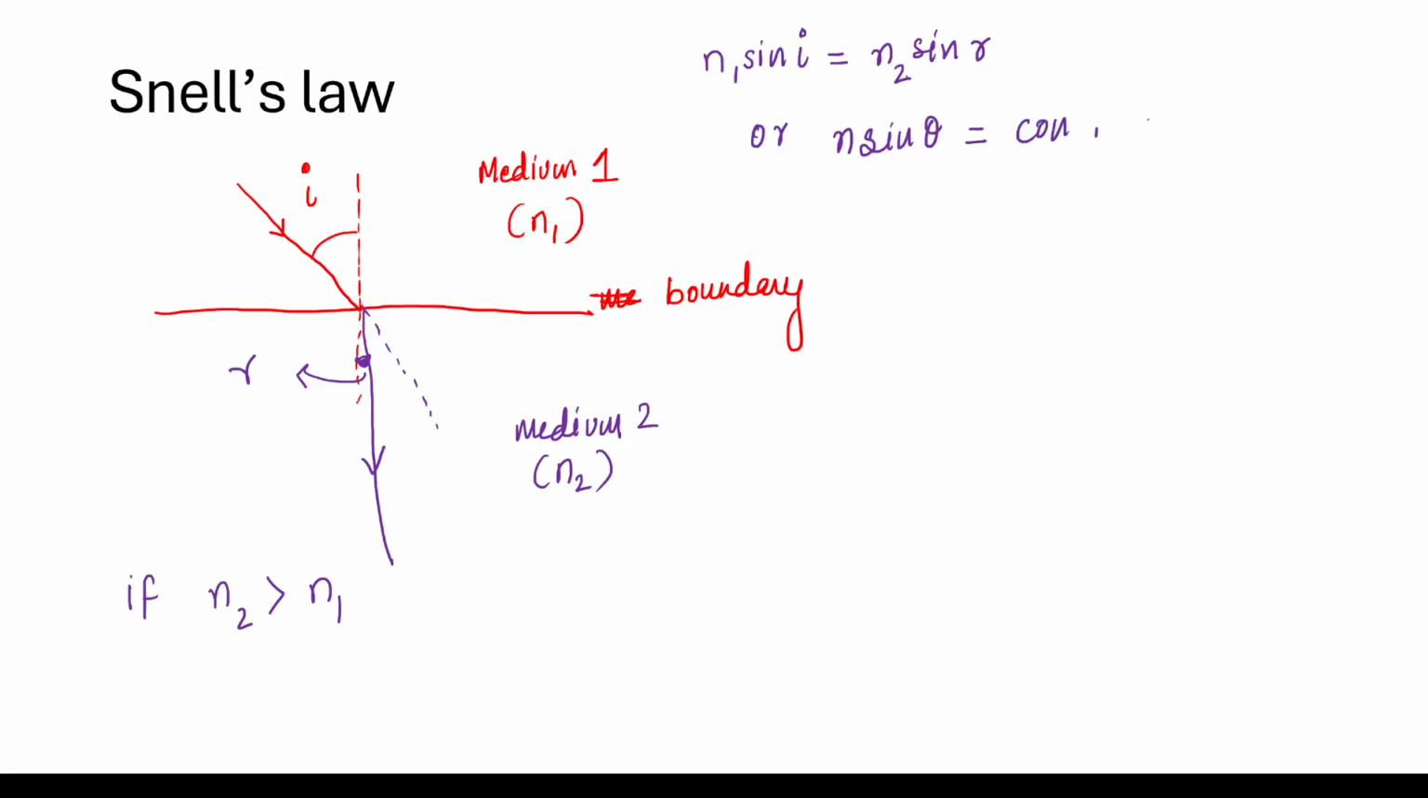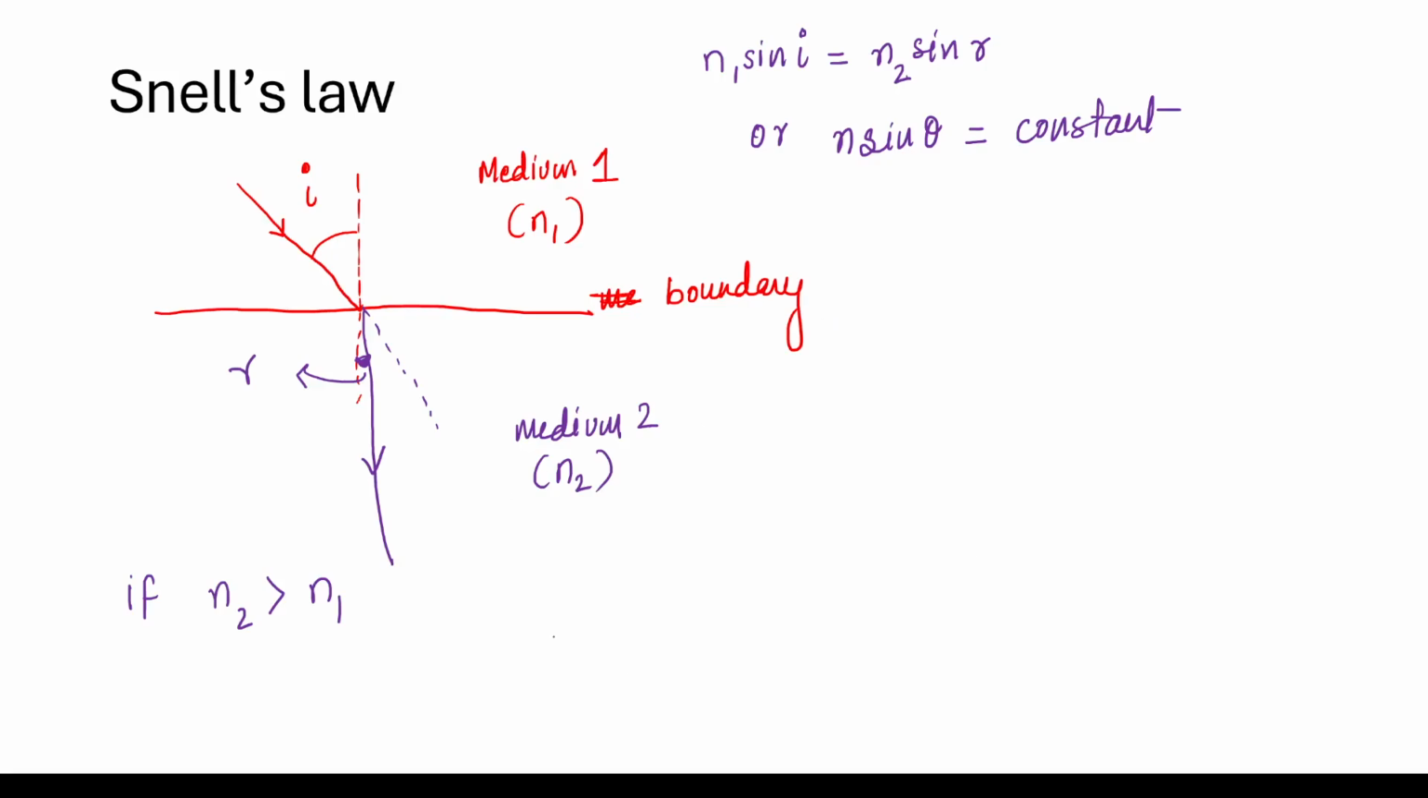So when you apply it on the boundary, n for the first medium is n1 and theta for the first medium is i. n for the second medium is n2 and theta for the second medium is r. So n1 sine i is equal to n2 sine r, or n sine theta is constant.